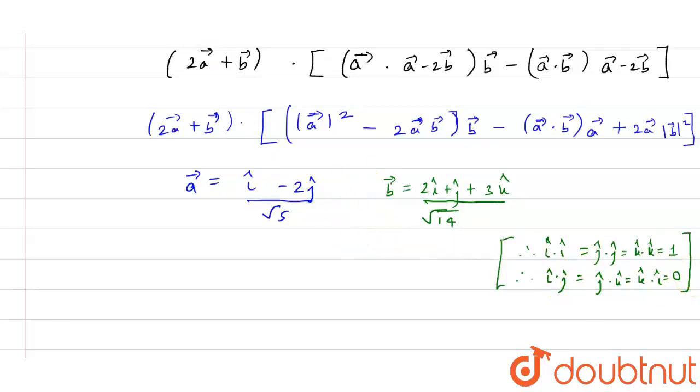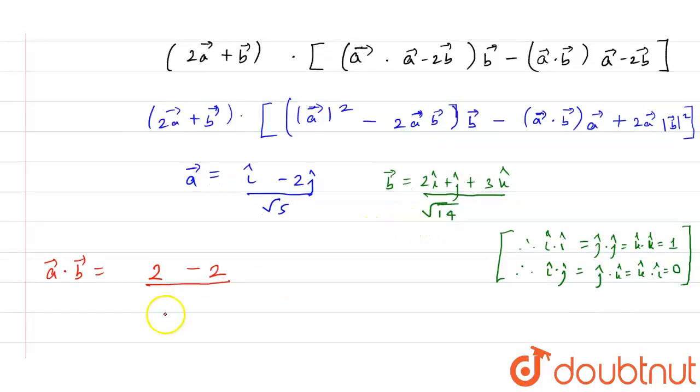So now we get a vector dot b vector, that is equal to, so i cap and 2i cap we get 2. Similarly, minus 2j cap with j cap we get minus 2, and under root 5 multiplied by under root 14, that is under root of 5 multiplied by 14, that is under root of 70. So this value is 2 minus 2, we get 0.